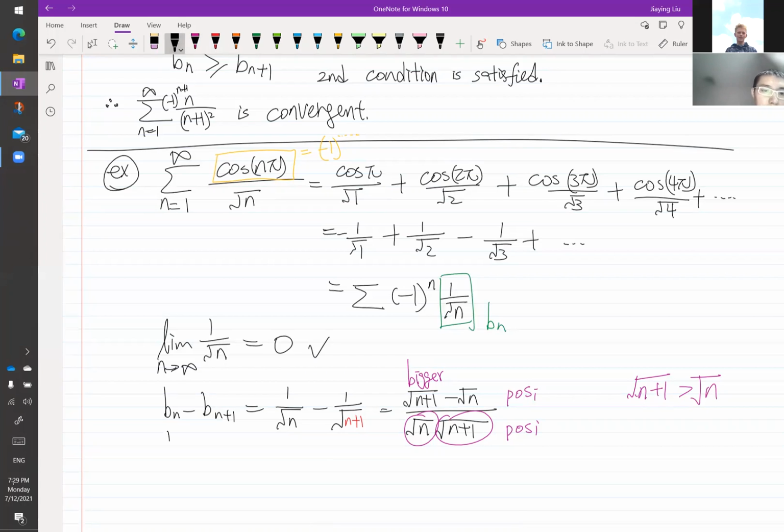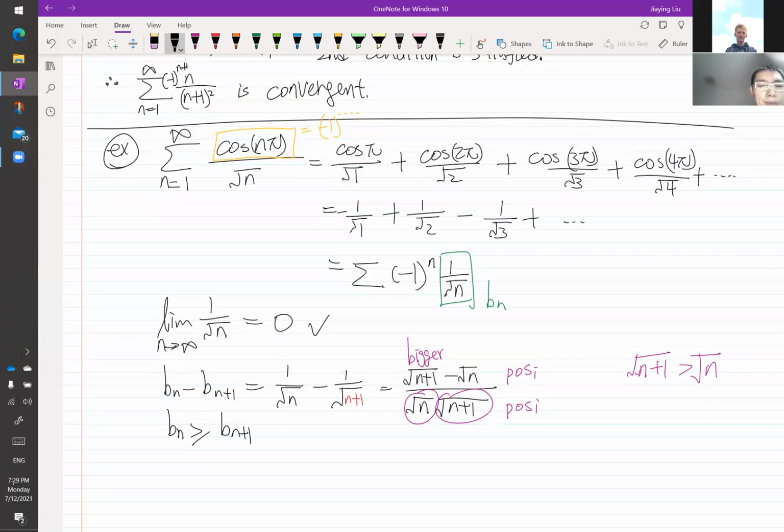Therefore, Bn is greater than or equal to Bn plus 1. It's strictly positive, but I'm just going to put an equal sign there. So from here, both conditions are satisfied. Therefore, the series is convergent. So those are the conditions that you have to check.